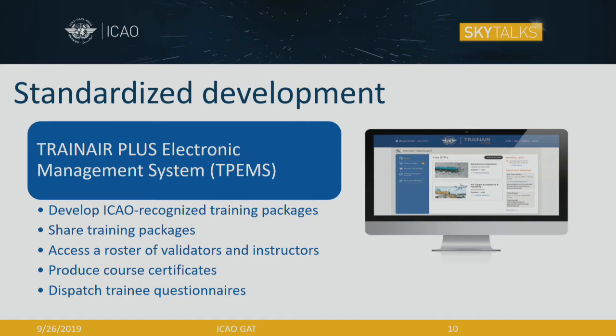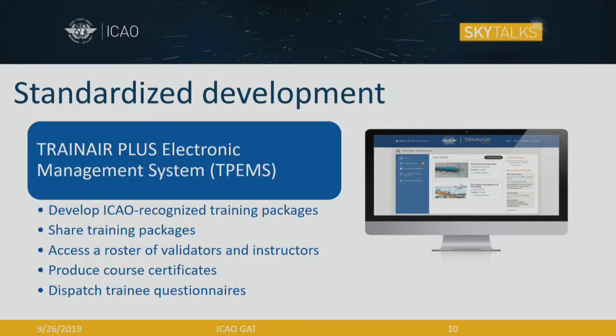TPAMS is our Train Air Plus electronic management system. It's available 24 hours a day, and it serves a number of functions. One of the functions is that it reflects the methodology. The methodology you just saw is reflected in TPAMS, so it's a way to keep us honest. We follow the steps and the stages that you saw, which are also reflected within TPAMS. Additionally, this electronic management system allows a host of other features. We can share training packages. There's a roster of available validators and instructors within it. It produces course certificates, and it dispatches trainee questionnaires.